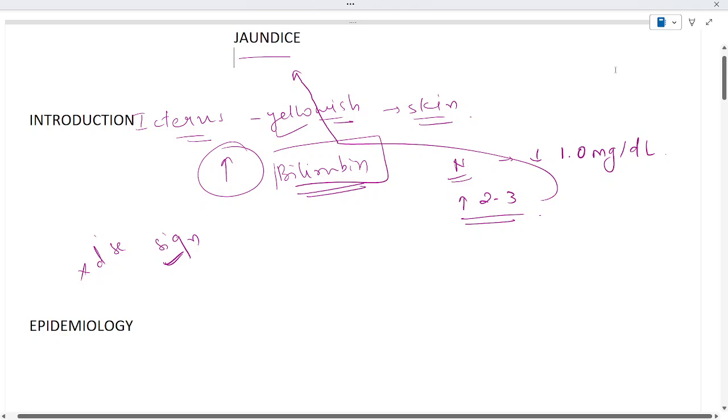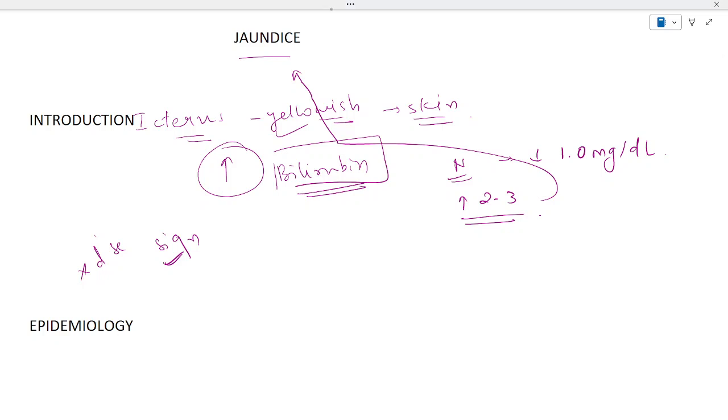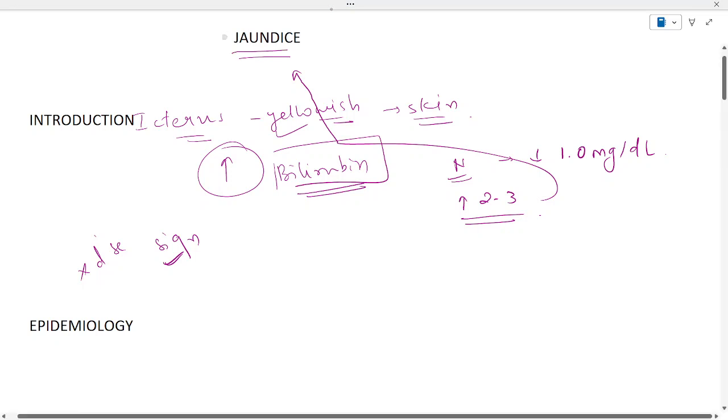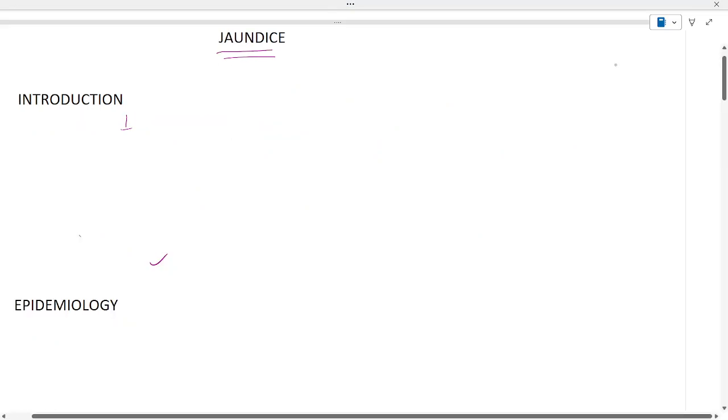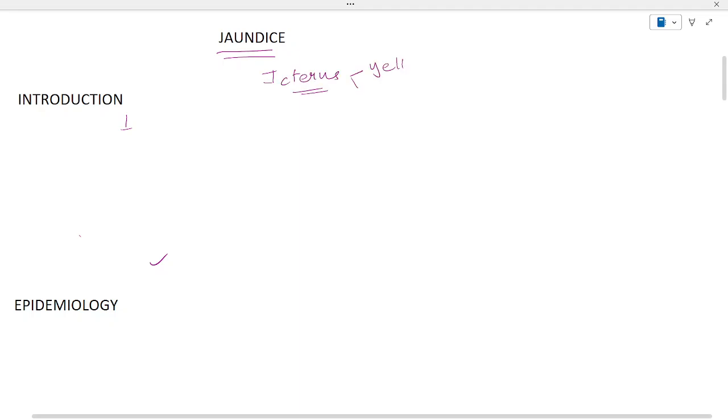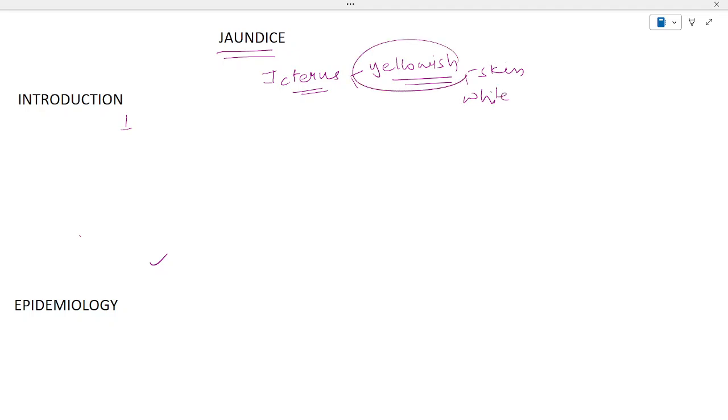Okay, so today we are going to say what is jaundice, and in this video we will look at the introduction. Jaundice, the other name for it is icterus, is the yellowish or greenish pigmentation that is generally seen on the skin and in the white of the eye. This pigmentation is caused by bilirubin. When bilirubin increases, it leads to the development of jaundice.